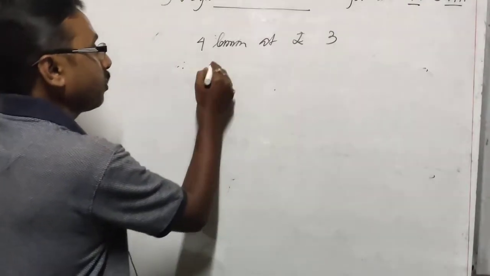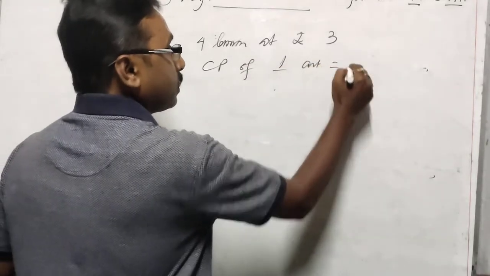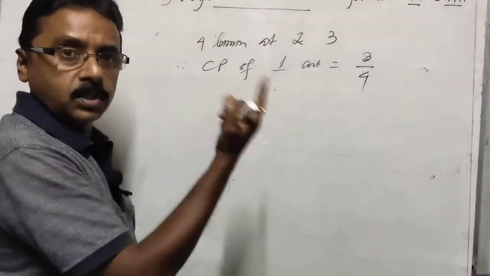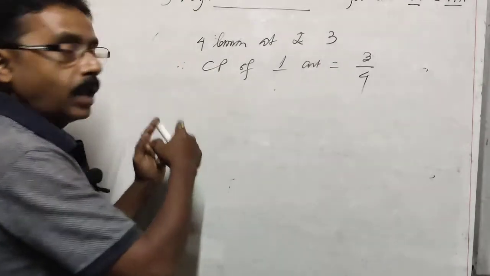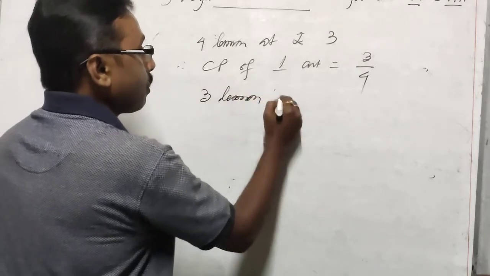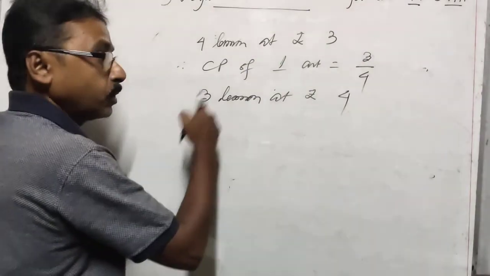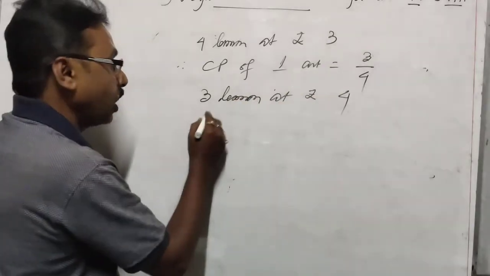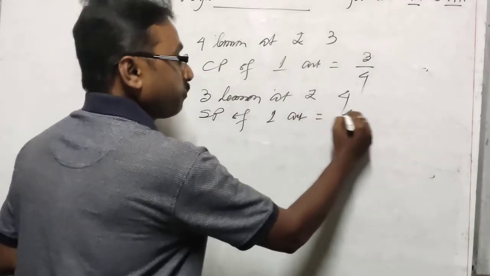So what we can write, therefore CP of 1 article is what? 3 by 4. CP of 4 lemons is rupees 3. So CP of 1 lemon is 3 by 4. And while selling, he sold 3 lemons at rupees 4. So what is the SP of 1 lemon? So SP of 1 article is 4 by 3.